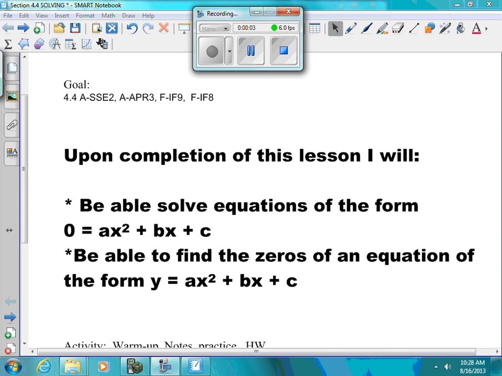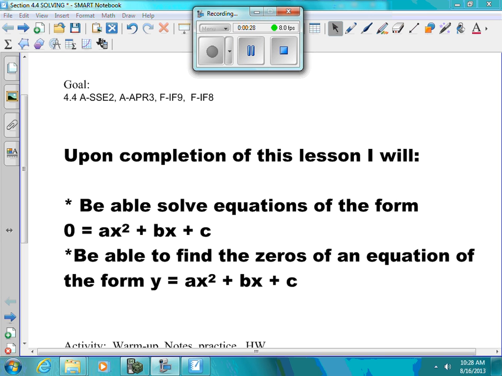Here we are back, Chapter 4, Unit 1. We are going to wrap up the solving by factoring today. We'll keep using it throughout the year, next year in pre-calc, but we're going to be done covering solving by factoring after today's lesson. So, today you'll be able to solve equations in the form 0 equals ax squared plus bx plus c, as promised.